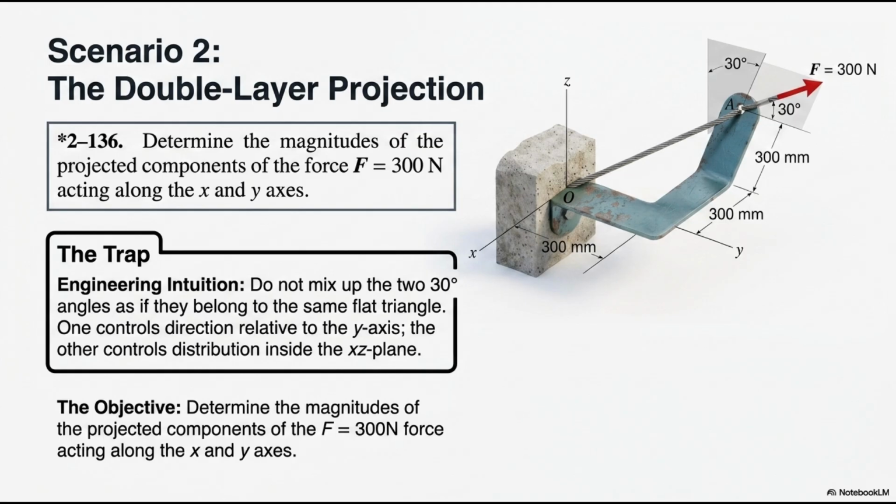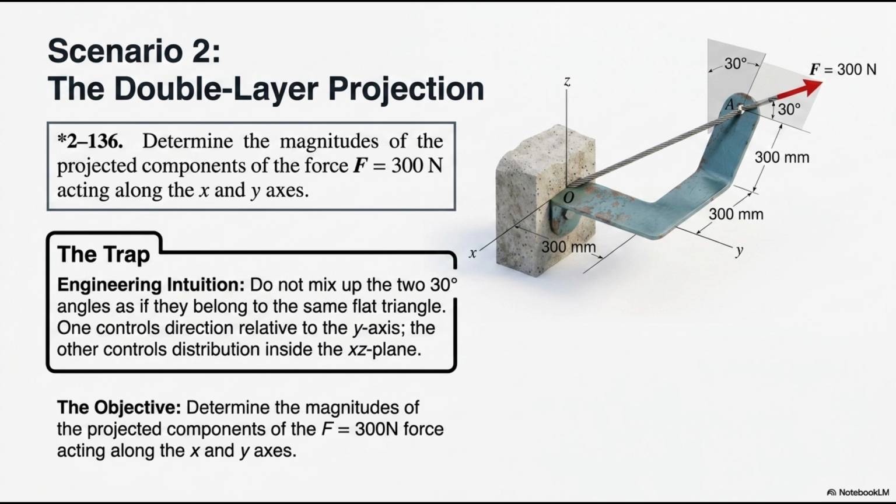Now, let us examine problem 21.36. This problem is not really about basic trigonometry. The real challenge is keeping track of two separate projections in space. We have a force F equal to 300 newtons defined by two angles, 40 degrees and 30 degrees, and we need to find the magnitudes of its projections onto the x and y axes.